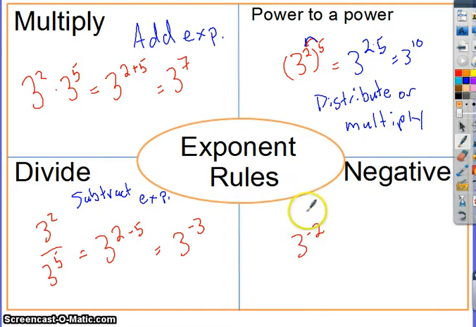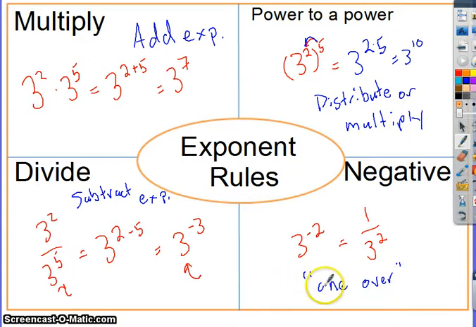And then the last thing, the negative rule, is not really a rule, it's just an observation that, for example, for this one, I noticed that the final exponent was negative, and the reason why was because there's more 3's on the denominator. So if the exponent is negative, it means that there's more 3's on the denominator. So that's 1 over 3 to the second. Okay, so some people call that the 1 over rule.